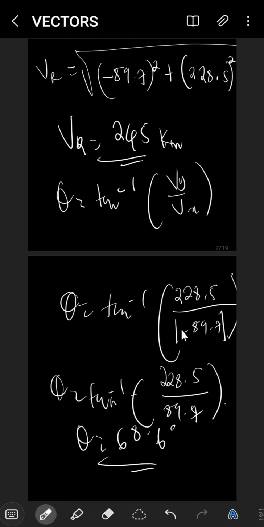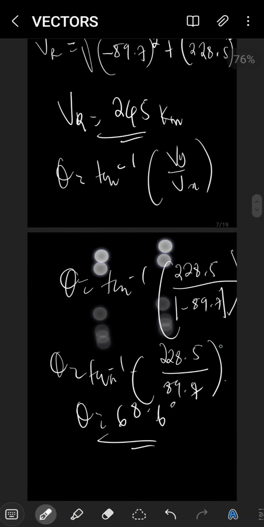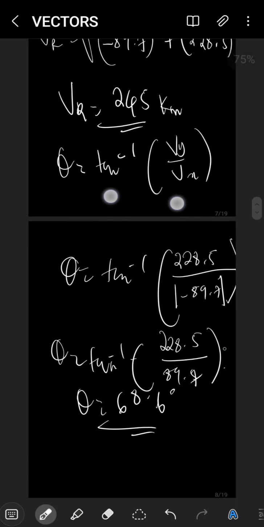Why? Because this angle is coming from what axis? The negative x-axis. We are always looking for an angle coming from where? The positive x-axis. Okay, so how do we do that? Again, in the previous video we learned about quadrants: quadrant 1, quadrant 2, quadrant 3, quadrant 4. We learned that in quadrant 2 you have to subtract the angle from 180.